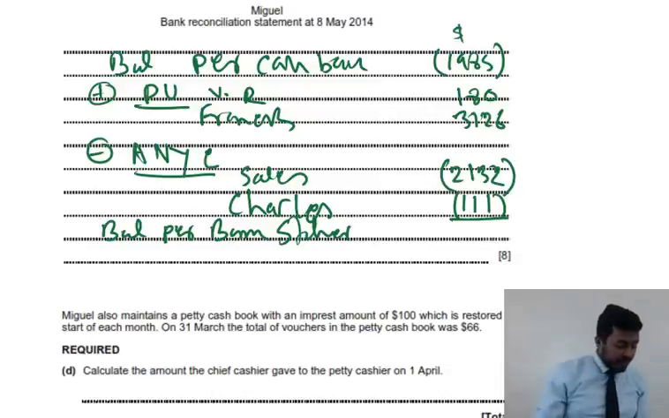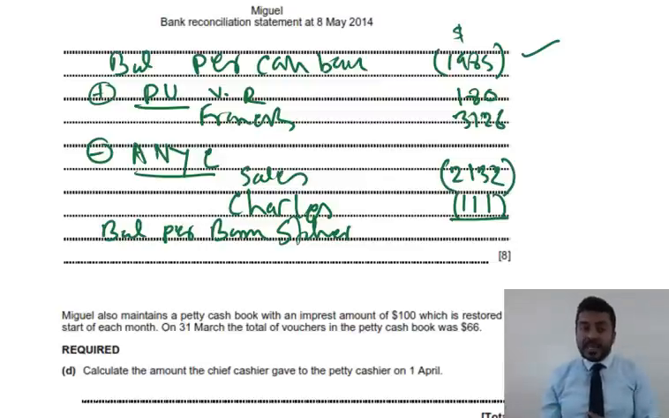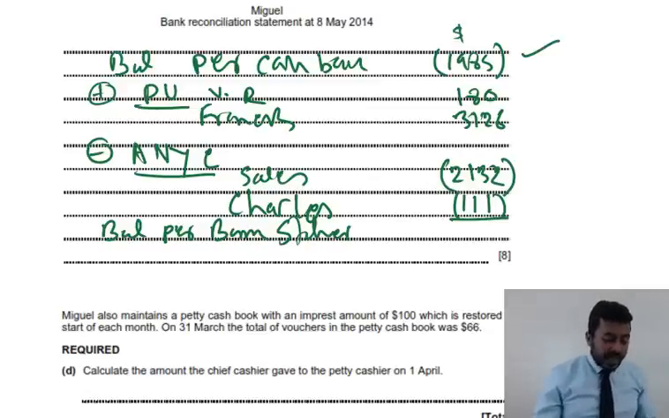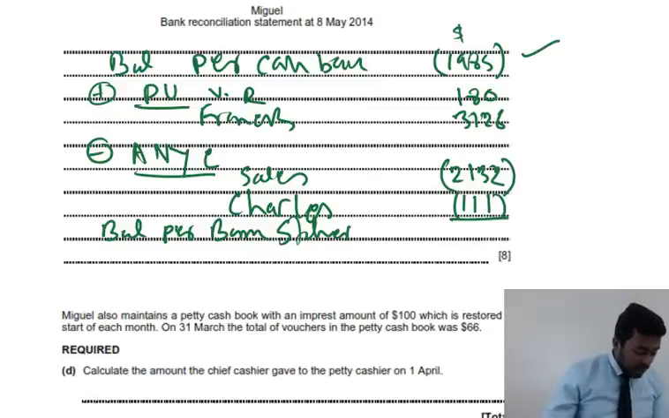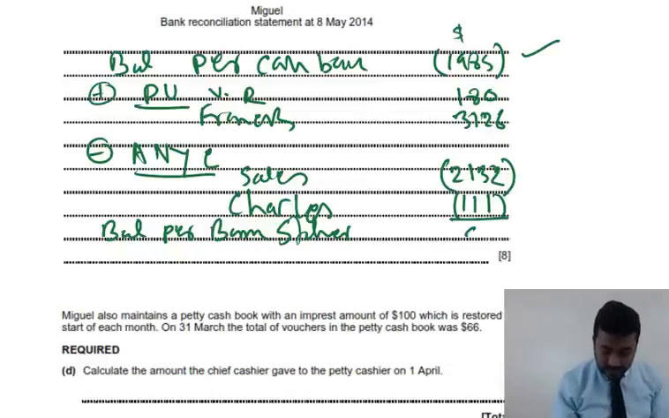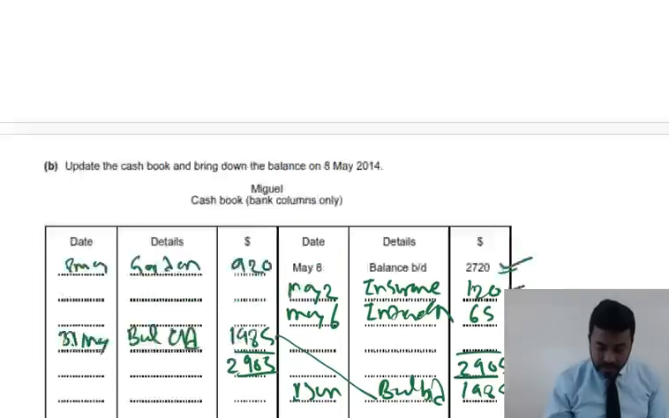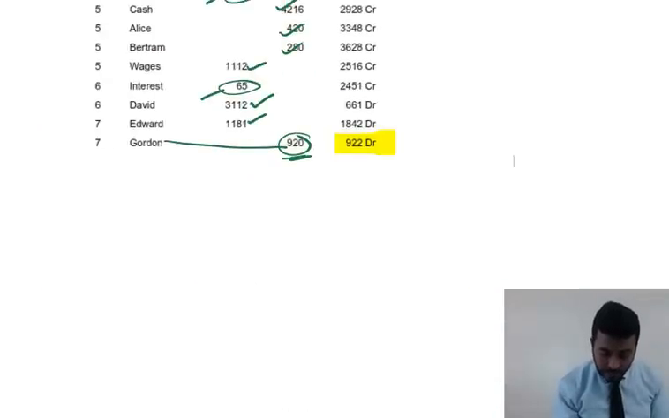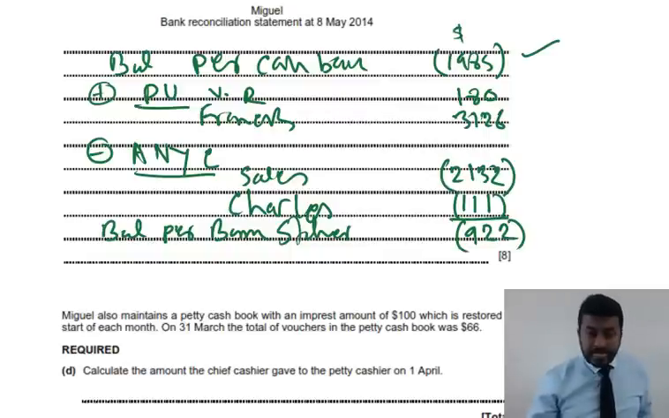There are two ways of doing it. One is cash book balance. So we started with the cash book balance. We could have started with the bank statement balance, then looked for the cash book balance. You do the same thing the other way around. Less unpresented checks, add amounts not yet credited. And the balance you're supposed to get is 922 minus, just like our bank statement figure. So that's how you do it.